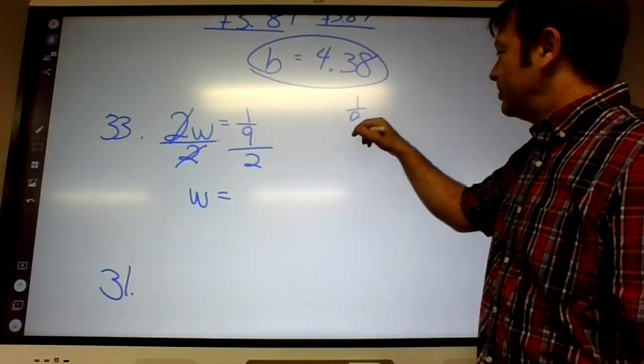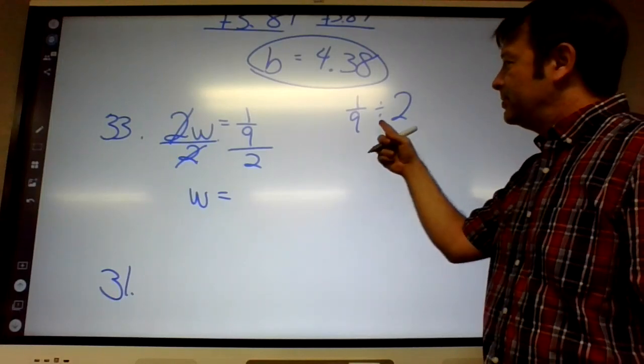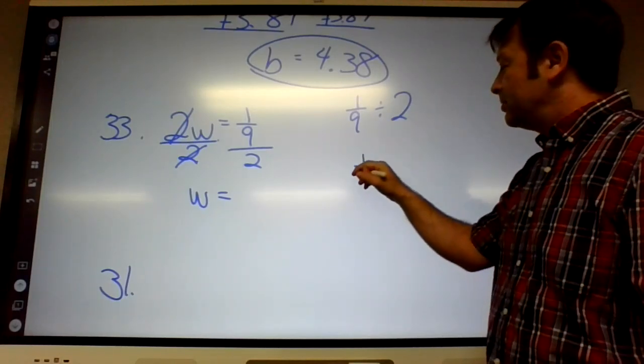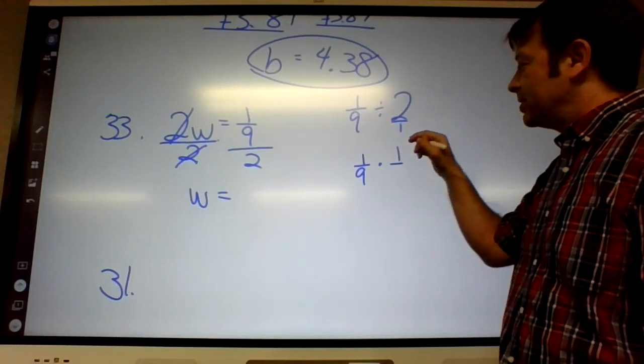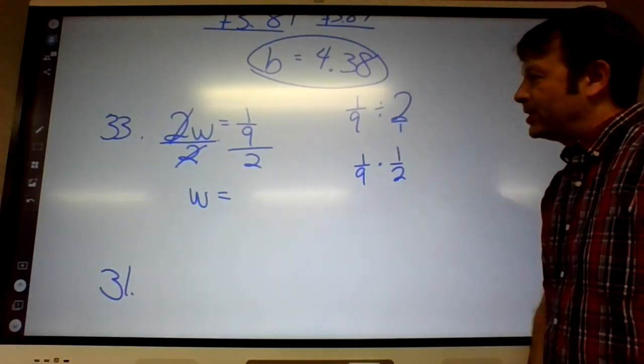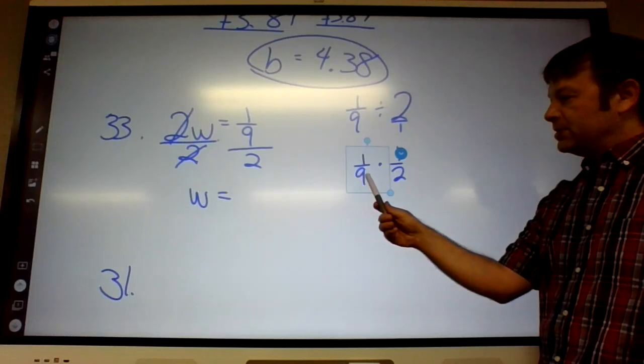Okay, how would I do 1/9 divided by 2 without a calculator? Dividing by 2 is the same thing as multiplying by 1/2. So it's 1/18.